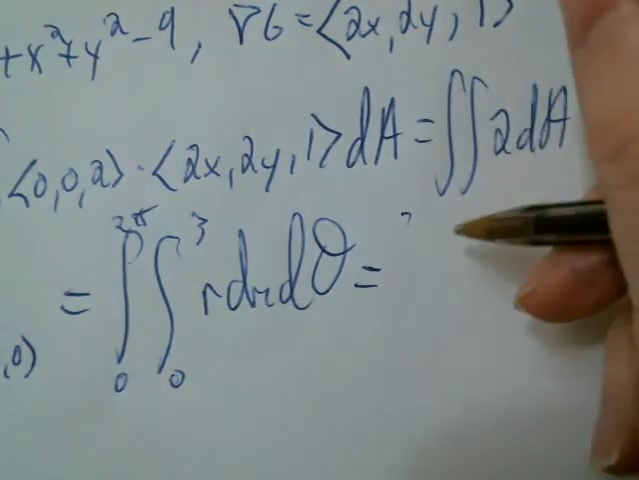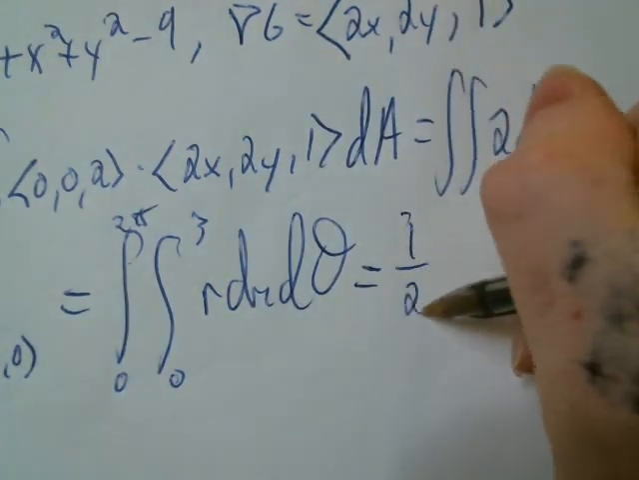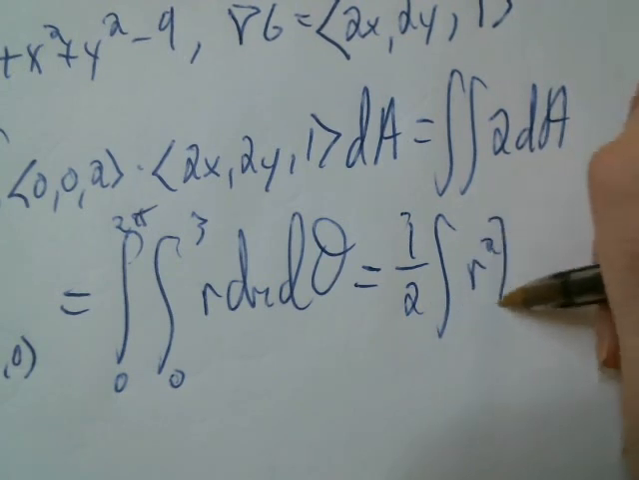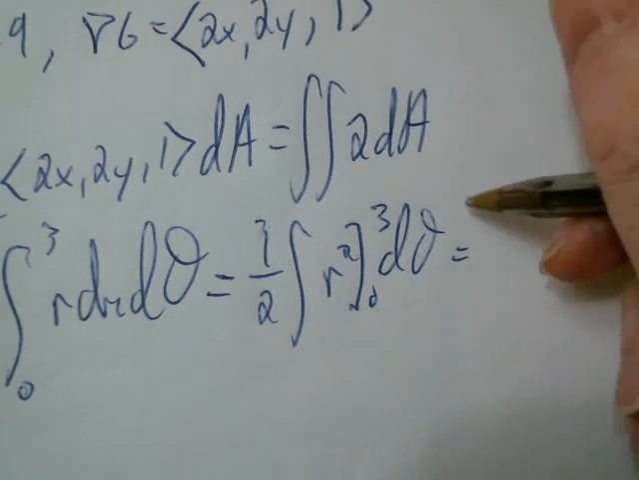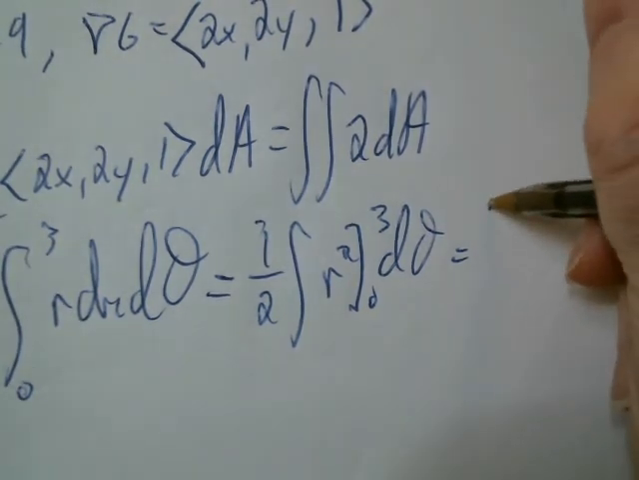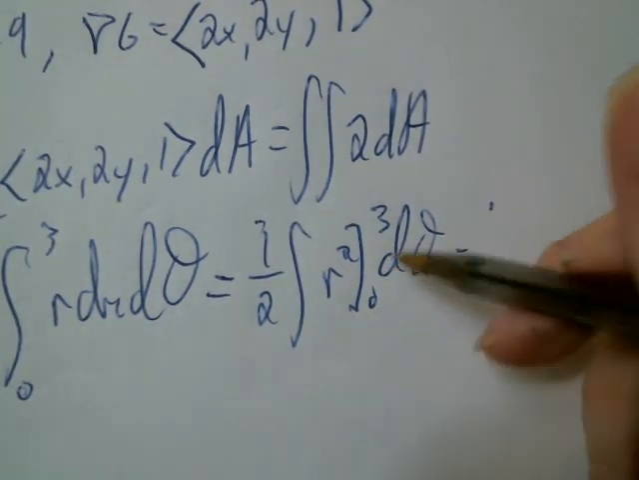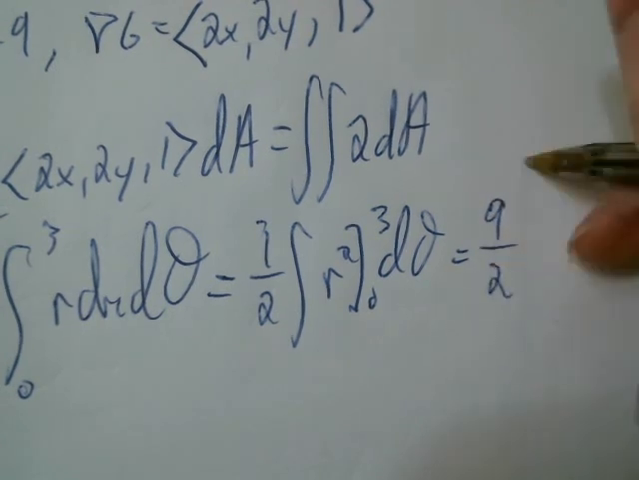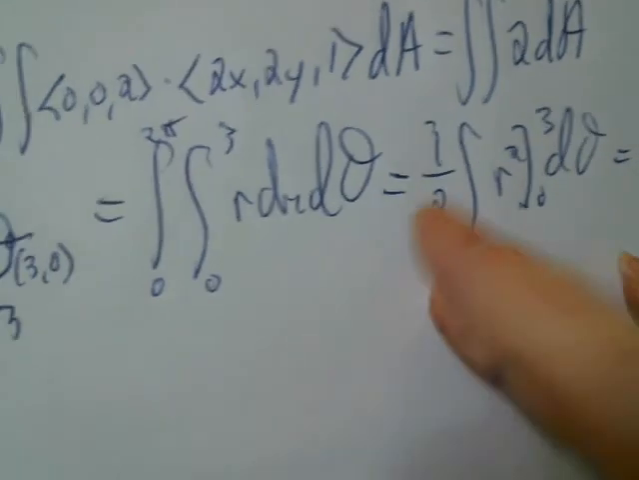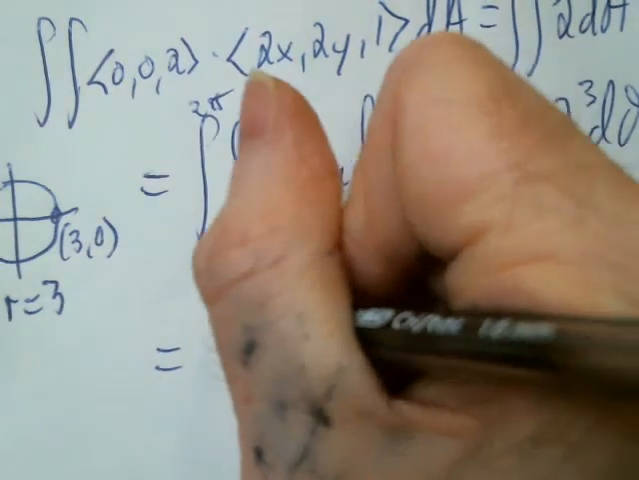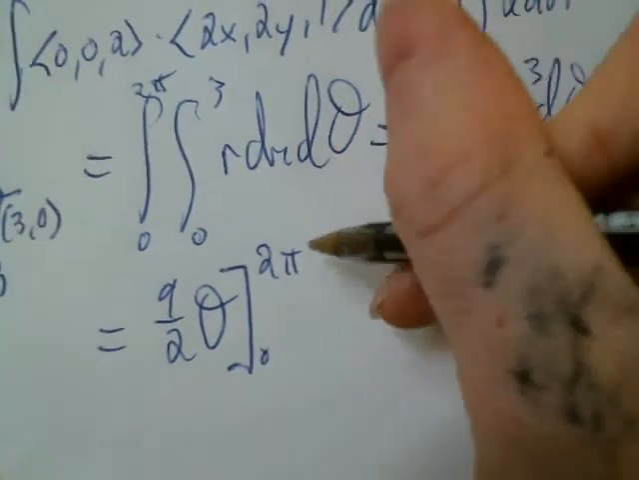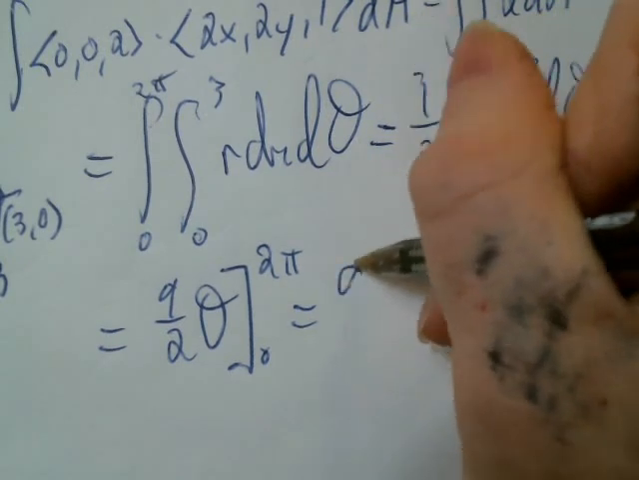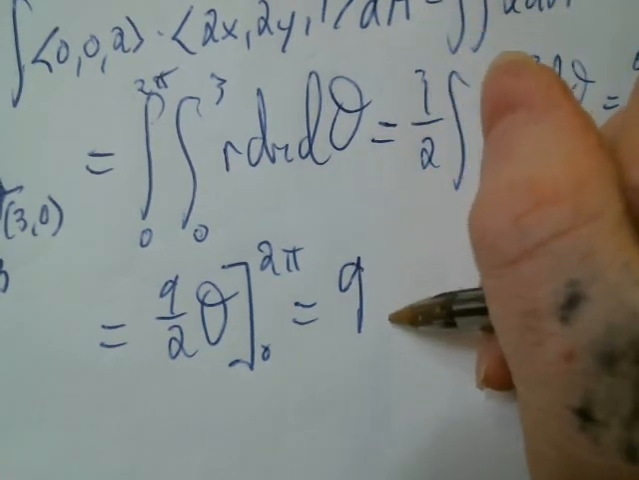The integral of r is r squared over 2, so I can factor out 1/2, and I've got the integral of r squared from 0 to 3, and d theta. So that'll be 9 minus 0, so 9/2 times the integral of d theta, and then the integral of d theta is just theta, so 9/2 theta from 0 to 2 pi, plug in the 2 pi, and you get, crap, you get 9 pi.